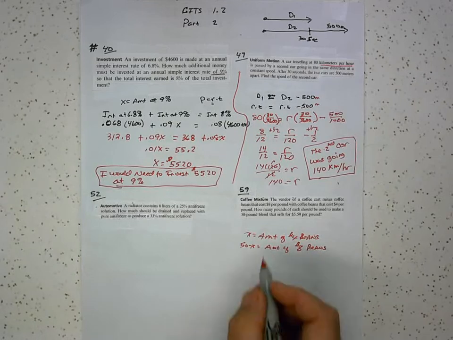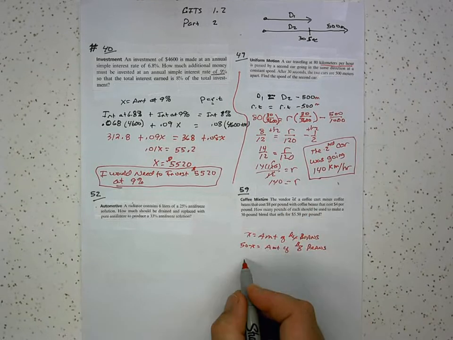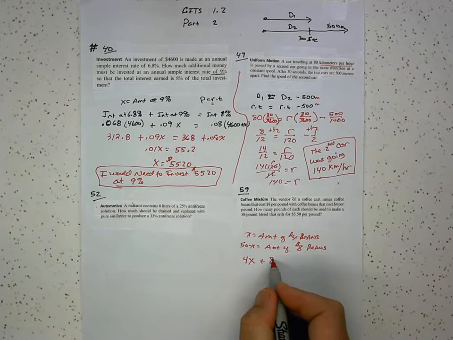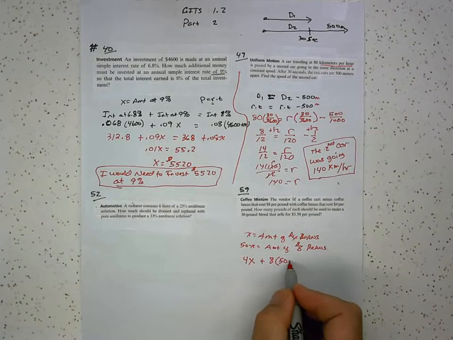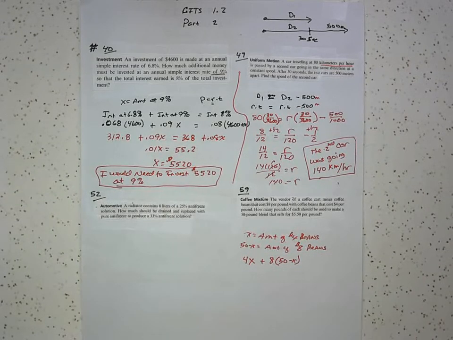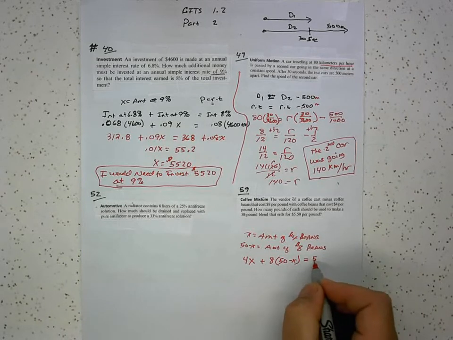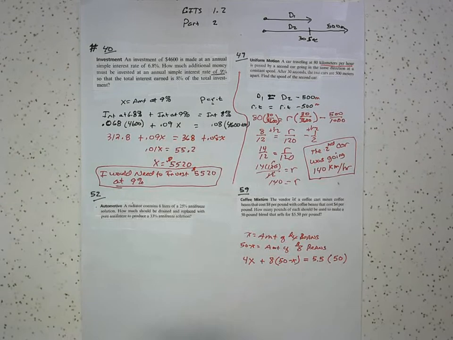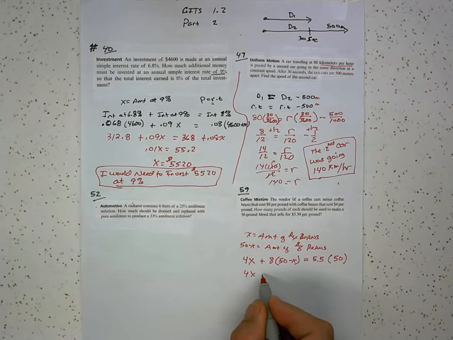Now, if I have the mixture, I know that when I mix them, it's going to cost me $4 per pound for the $4 beans, that's 4X. It's going to cost me $8 per pound for the $8 beans, and that total value then is going to be worth $5.50 per pound for the full 50 pounds. Okay, so here's my equation. We're going to solve it out quickly.